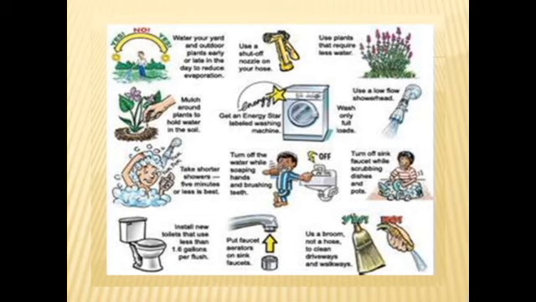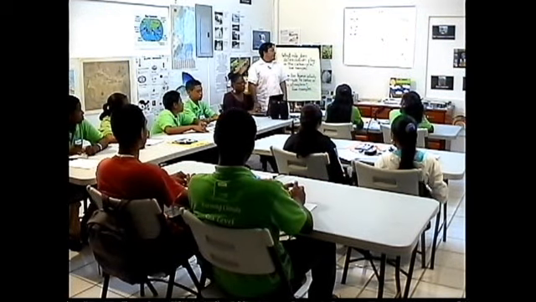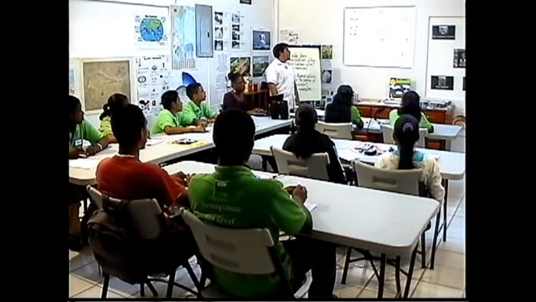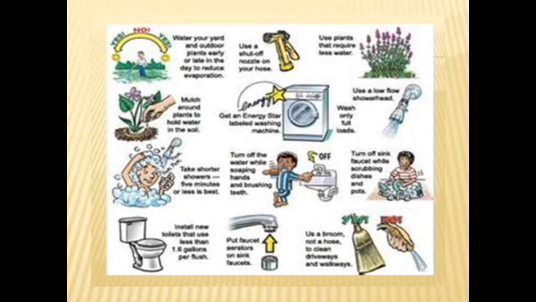We need to conserve our water, turning off the pipe while we're brushing, and when we're rinsing. Sometimes we have chores and we have to wash dishes. When we're washing the dishes, we don't want to wash individually. Now, we continue on. We use a broom, not a hose, to clean driveways and walkways. Those are just some examples of how we can conserve water.